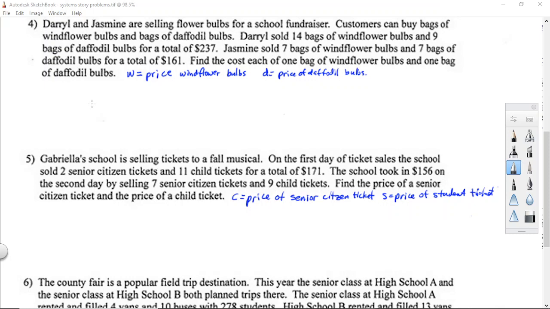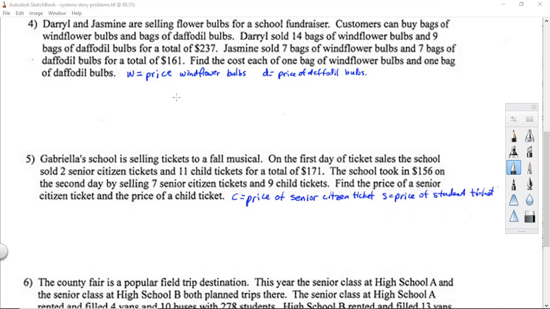Number 4, Daryl and Jasmine are selling flower bulbs for a school fundraiser. Customers can buy bags of windflower bulbs and bags of daffodil bulbs. So there's two kinds, right? Daryl sold 14 bags of windflower bulbs and 9 bags of daffodil bulbs for a total of $237. Jasmine sold 7 bags of windflower bulbs and 7 bags of daffodil bulbs for a total of $161. Find the cost of each of 1 bag of windflower bulbs and 1 bag of daffodil bulbs.